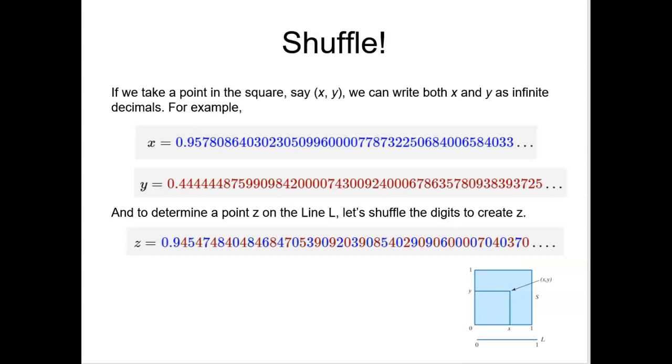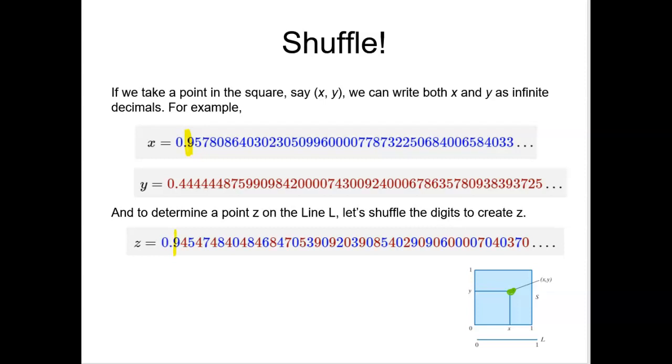If we take a point in the square (x, y), we can write both x and y as infinite decimals, as you can see here. To figure out which point on the line L we're going to pair with (x, y), we're going to do something really weird: we're going to shuffle the digits of the decimal expansions of x and y together, like a deck of cards, to create a new decimal number. We create a new decimal number by taking 0 and then tacking on the first digit in x. The first digit in x is 9.